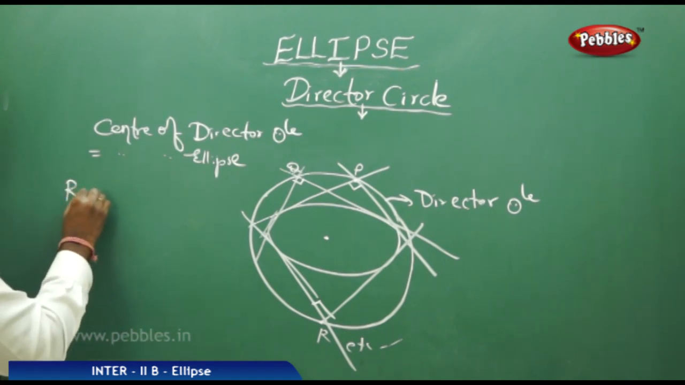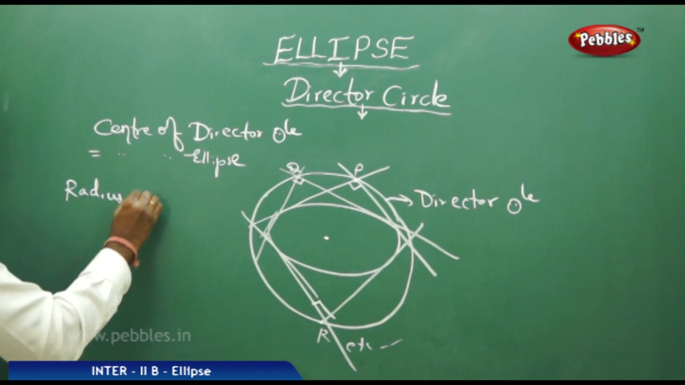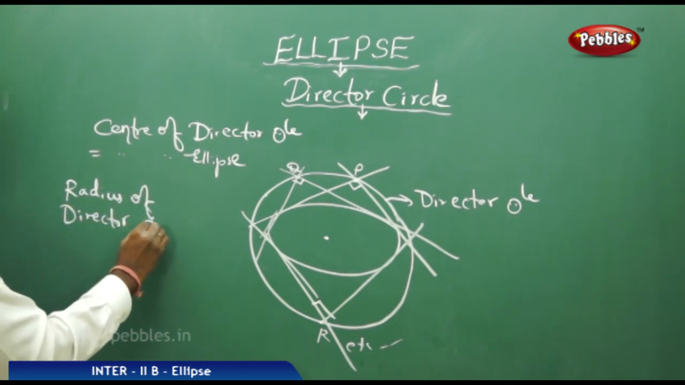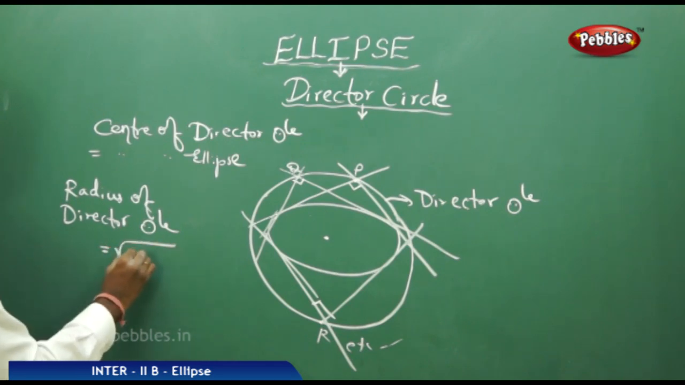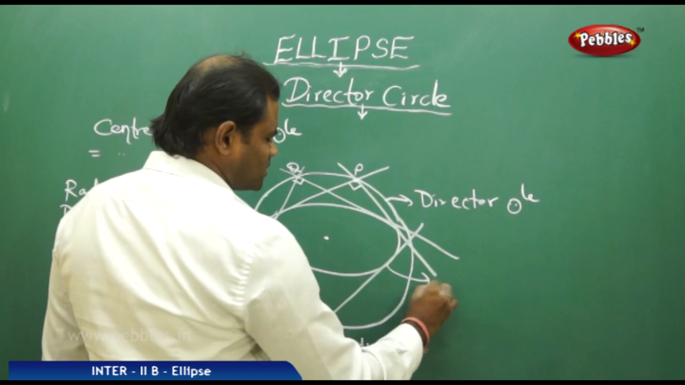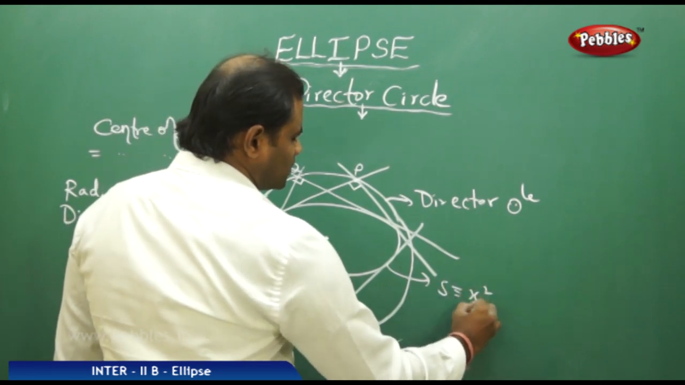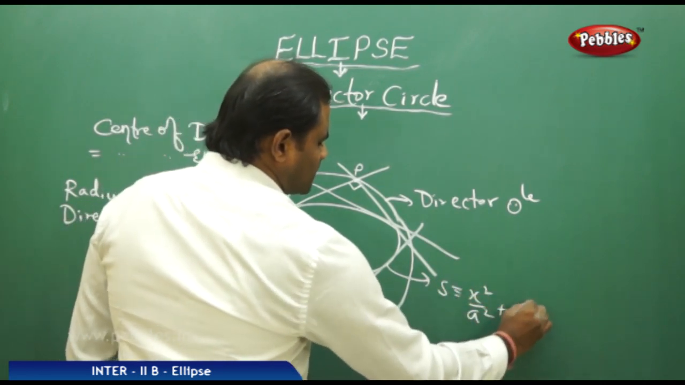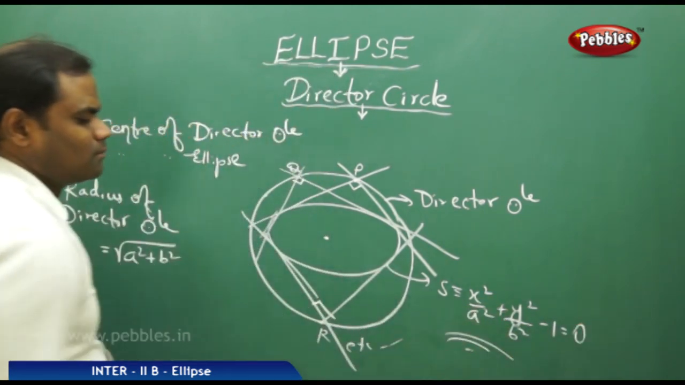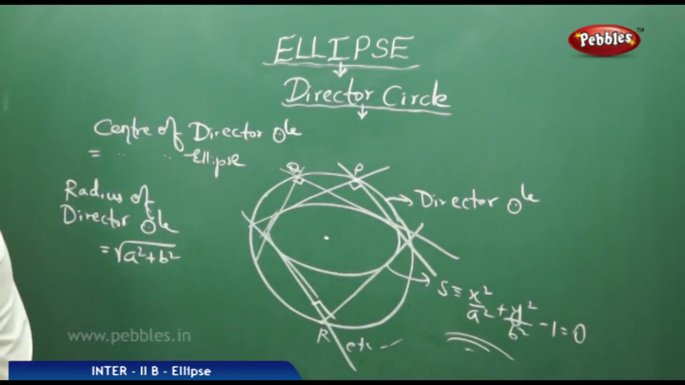And next I identify that the radius of the director circle is root a square plus b square, where this is the standard ellipse, x square by a square plus y square by b square equal to 1. So this is how we understand the properties of director circle.